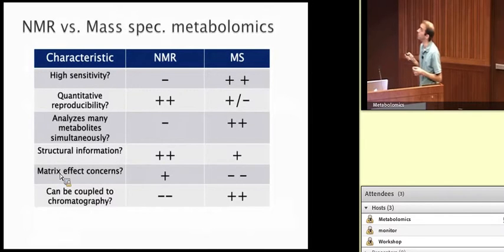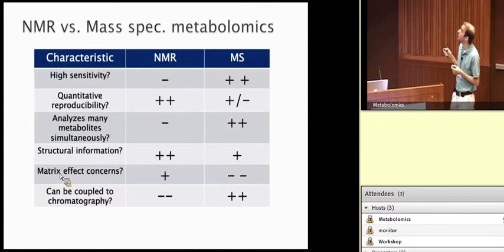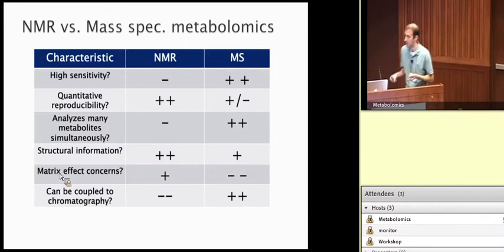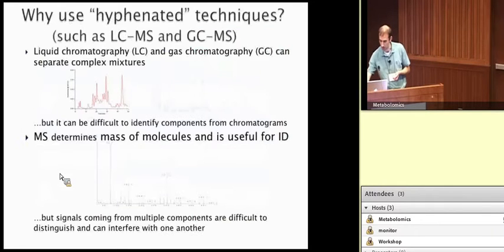Okay, so here's a quick comparison. High sensitivity, definitely the nod goes to mass spec. Quantitative reproducibility, NMR does it pretty well, very easily. Mass spec can be very good, and it can also cause problems if you don't know what you're doing. Yes, mass spec does analyze more metabolites simultaneously. Structural information, NMR does a little bit better if you have enough sample. If you have a pure sample, it's a lot easier to deduce the structure from NMR. Mass spec can give you some useful information. NMR is pretty good with matrix effects. Mass spec is very bad, so we have to manage that carefully. Mass spec is easily coupled to chromatography, NMR not so much. So we're going to talk about mass spec the rest of the session.